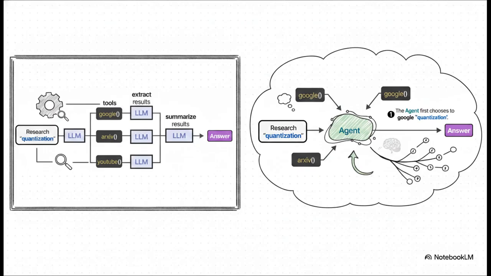But an agentic system completely breaks free from that loop. The LLM acts as the brain, autonomously deciding exactly which tool to use and exactly when to use it, based entirely on whatever the user is asking for. It's navigating its environment dynamically instead of just checking boxes.